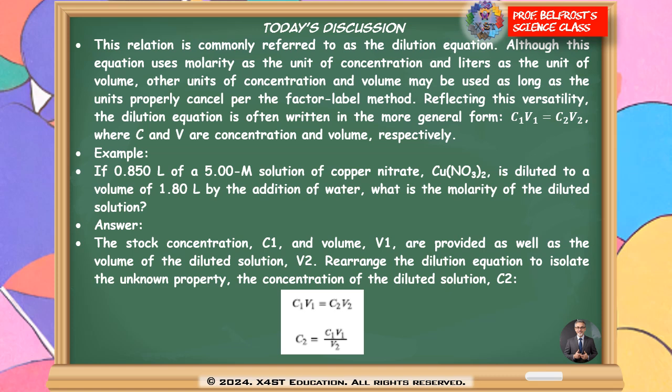Say you have 0.850 liters of 5 molar solution of copper nitrate, which is diluted to a volume of 1.8 liters by the addition of water. So what is the molarity of the diluted solution? So here's the solution. The stock concentration C1 and volume V1 are provided, as well as the volume of diluted solution V2. So we need to rearrange to get the formula C2 equals C1V1 by V2.